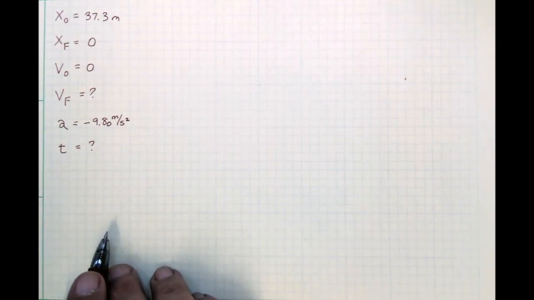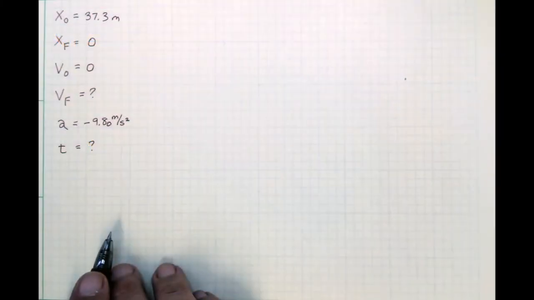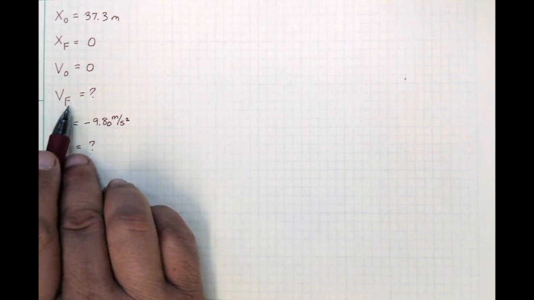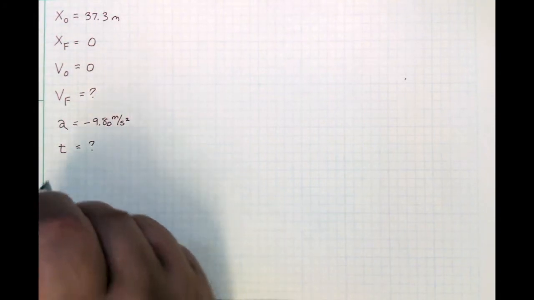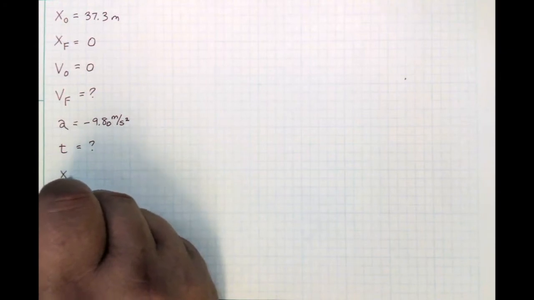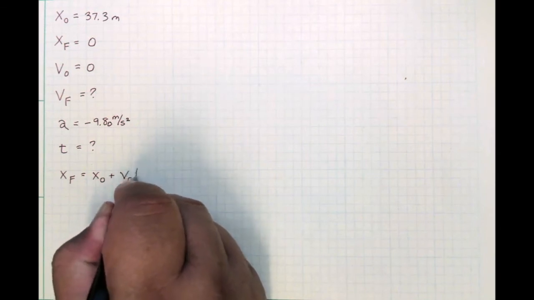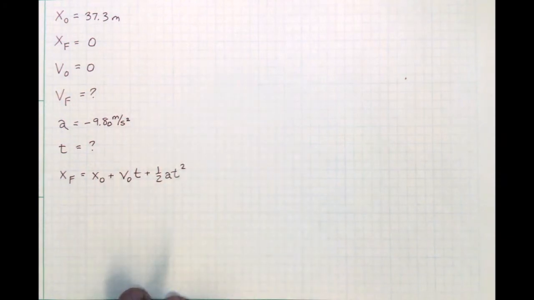To discover what that time is, we look at step 3 in our problem-solving process, which is to consider what is irrelevant to the problem to guide us to the proper equation. For this first question, how long does it take them to reach the ground, the final velocity is irrelevant. We are initially not given it. We are initially not asked for it. So we find the equation that does not involve the final velocity, which would be this equation right here. Final position equals the initial position plus the initial velocity multiplied by the time plus 1/2 times acceleration times time squared.